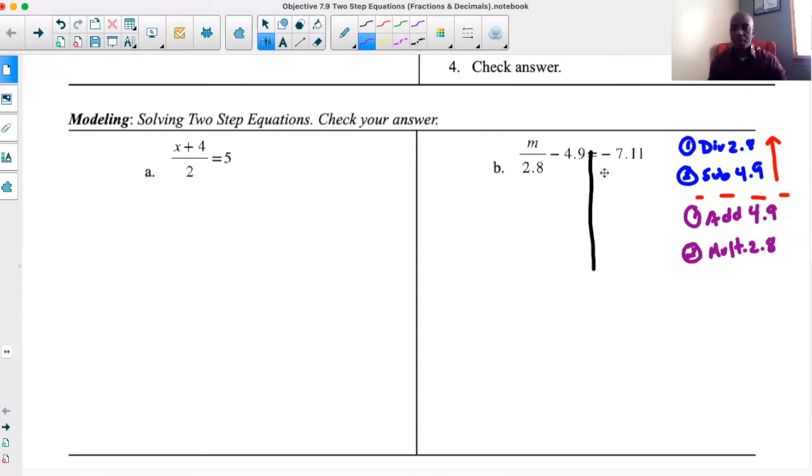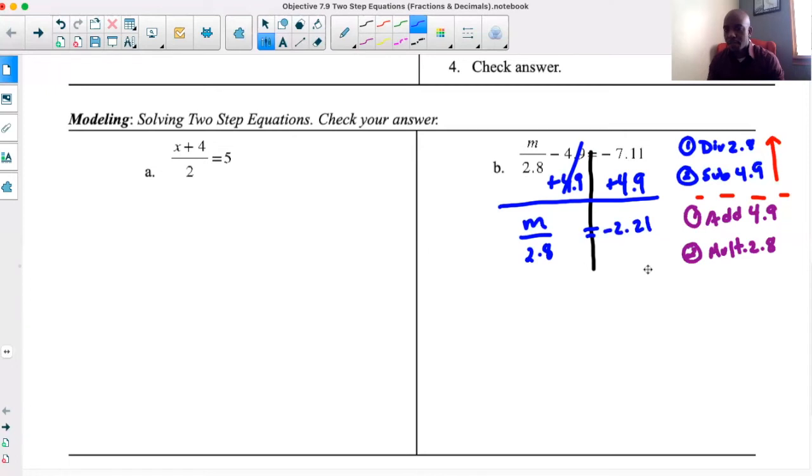Okay, let's do it. The first thing I'm going to do is add 4.9 to both sides. When I add 4.9 to both sides, the left side cancels out. It leaves me with just m over 2.8 is equal to negative 7.11 plus 4.9, which is going to give you a negative 2.21. All right, that's the first step. Double check your math. If you got anything other than that, double check to make sure it's 100% correct.